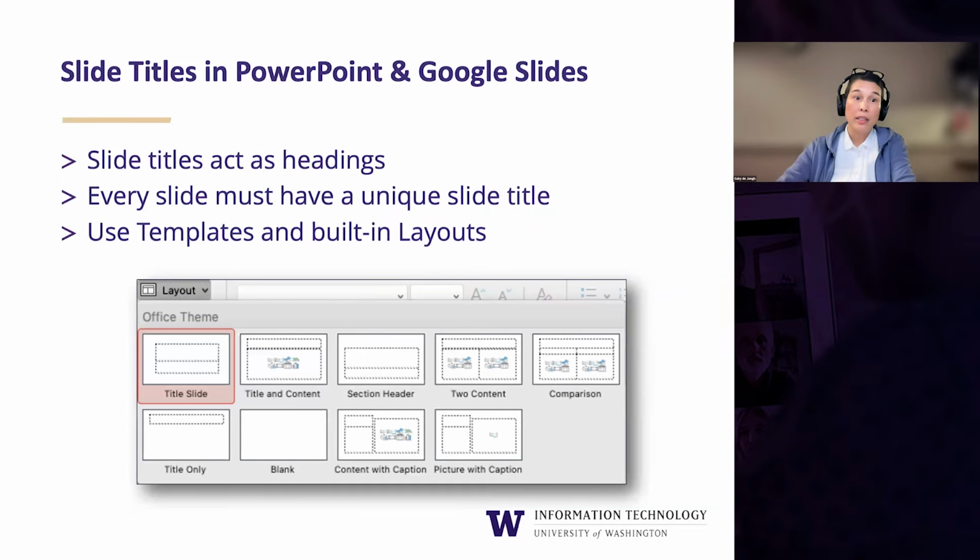Slide titles. Slide titles in PowerPoint and Google Slides function very similar to headings. Title slides, rather, map to heading 1, while titles on content slides map to heading 2. And for accessibility, it's important that each slide has a slide title and that each slide title is unique.